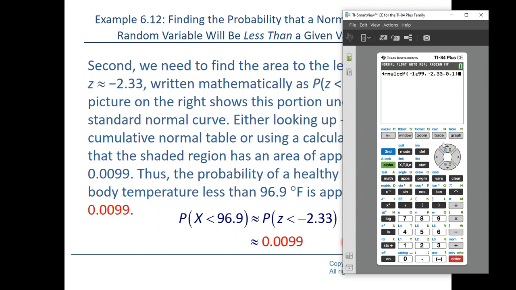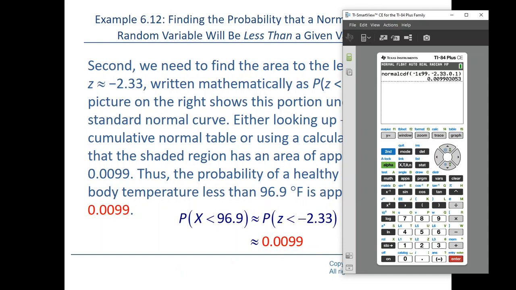Paste it in. For those that have the TI-83s, you're just going to type in the lower bound, comma, upper bound, comma, mean, comma, standard deviation, close the parentheses, hit enter, and you'll get the same thing. You'll notice it's almost exactly the same as what you had on the table. Now, this is if you're using what we've previously done.